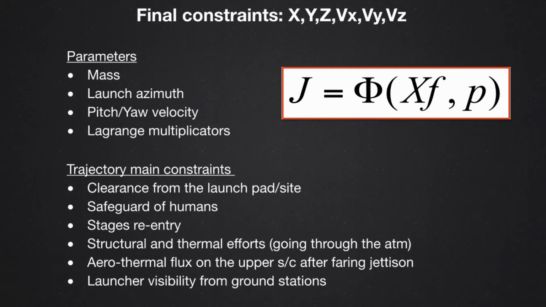Again, here is a little bit of repetition of what the trajectory's main constraints are: safeguard of humans, stage re-entry, structural and thermal efforts, aerothermal flux on the upper stage after fairing jettisoning, and launcher visibility from the ground station. If we apply all of these to Ariane 5, this is what we get.